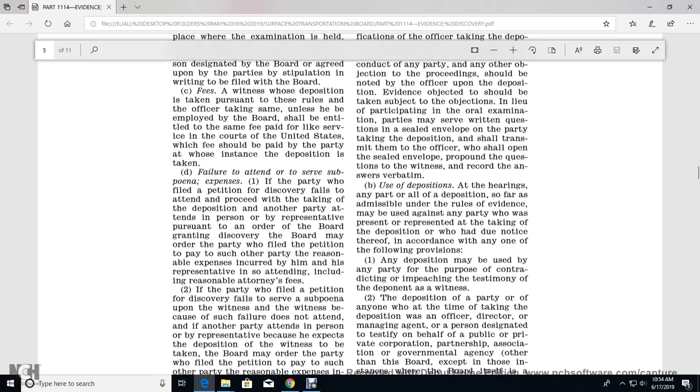Use of the deposition at the hearing: any part or all of the deposition, as far as admissible under the rules of evidence, may be used against any party who was present or represented at the taking of the deposition, or who had due notice, in accordance with any of the following provisions. Any deposition may be used by any party for the purpose of contradicting or impeaching the testimony of the deponent as a witness.